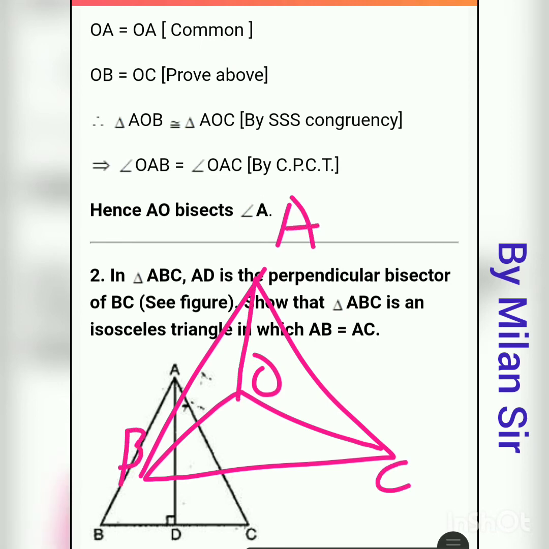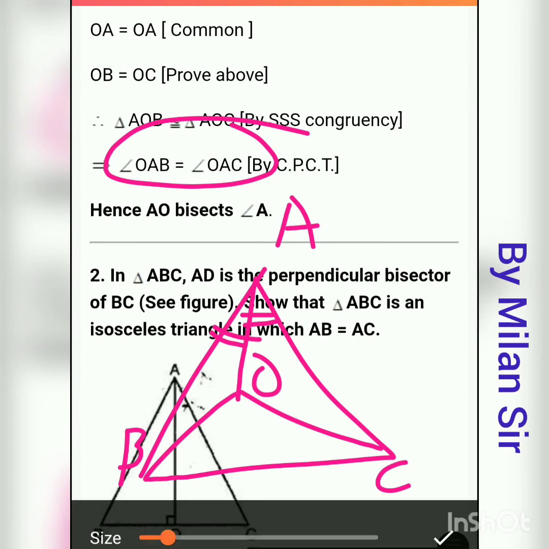OA bisects angle A. That means we need to prove that these two angles are same, and that we get from here. OAB is equal to OAC. OAB, that means this angle, OAP, that means this angle, and OAC, that means this angle. These two are same, so we can say that AO bisects angle A. So AO bisects angle A.